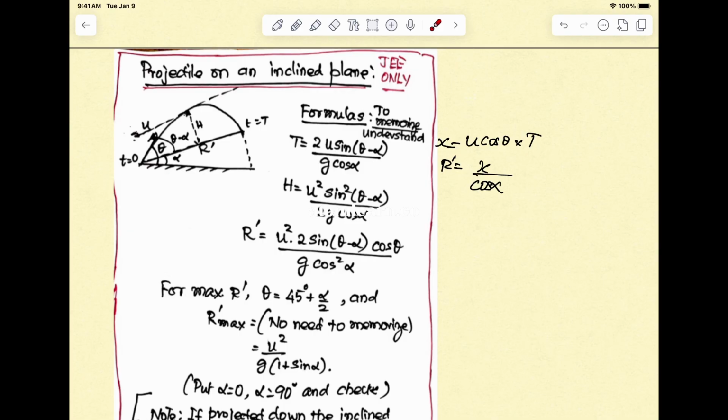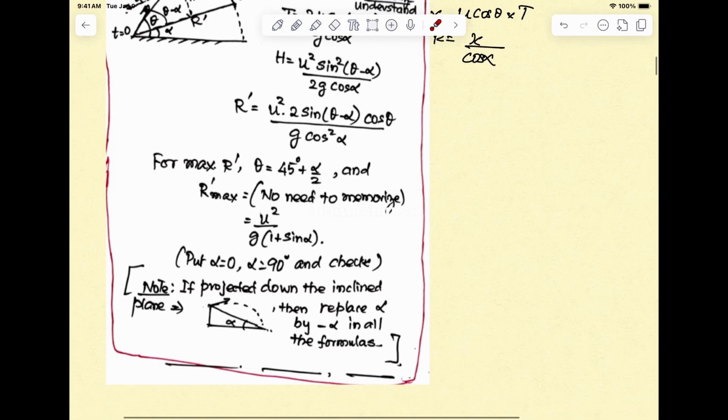Now such questions will be very rare, and I suppose you may get it only in JEE Advanced, that is, down the inclined plane. Up the inclined plane itself is a rare question for JEE Main, and down the inclined plane you are never likely to get in the JEE Main paper; you are likely to get it only in JEE Advanced, and that too only a very rare question. But if and when you get such a question, you simply take the formula for up the inclined plane and replace alpha with minus alpha. You get all the formulas revised for down the inclined plane. Okay, now this is what it is.